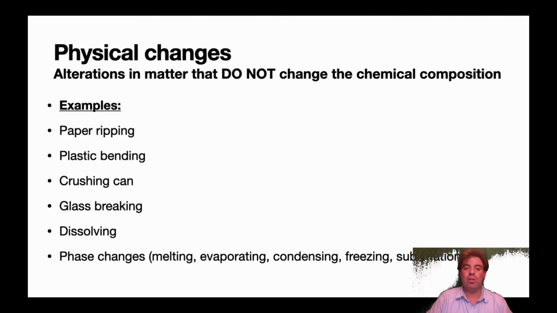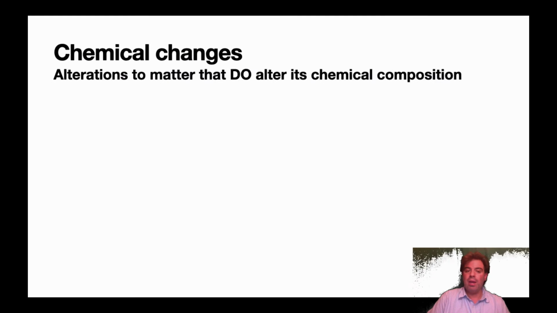Any kind of phase change, that is a physical change because you're not altering the chemical composition of the material itself. On the other hand, chemical changes, these are alterations to matter that do alter its chemical composition. You're now changing it, and therefore new matter is formed. You've created a new product, a new material.